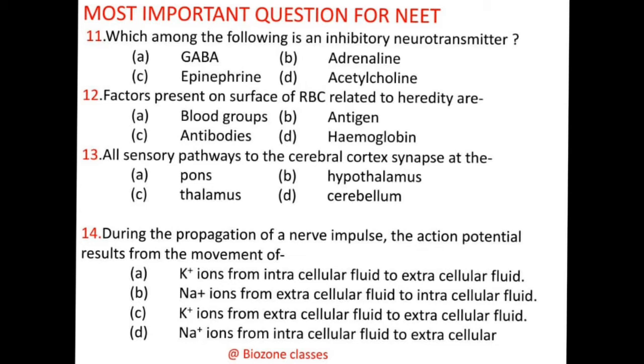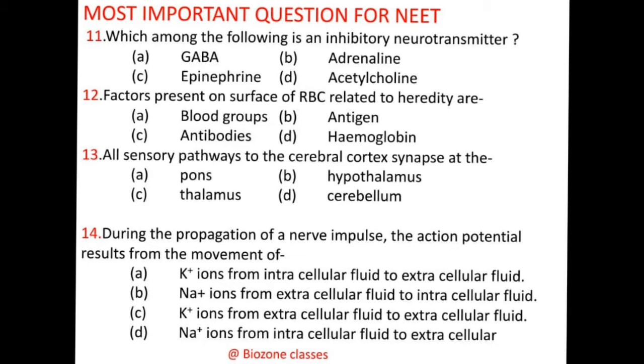Question number 12. Factors present on the surface of RBC related to heredity are A. blood group, B. antigen, C. antibodies, D. hemoglobin. So remember the correct answer, antigen. Antigen is the factor which is present on the surface of RBC and it is related to heredity. Though the question is asked here, this question is conceptually related to the class 12th syllabus.